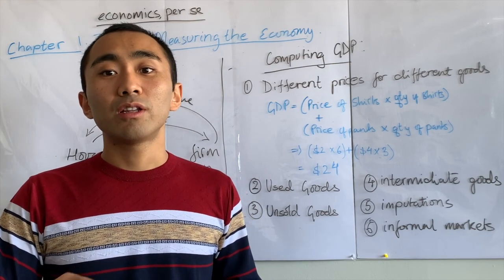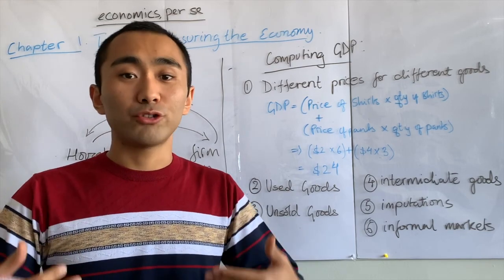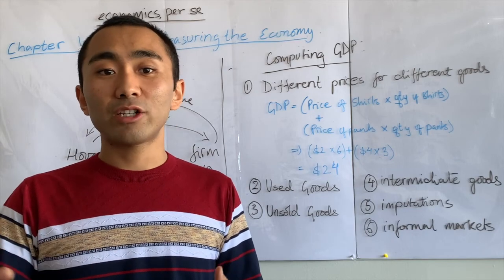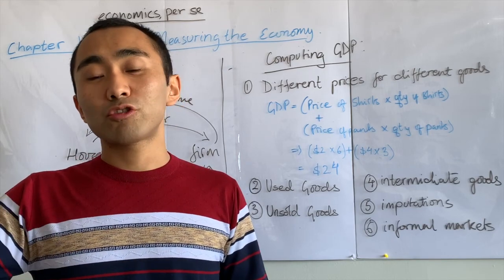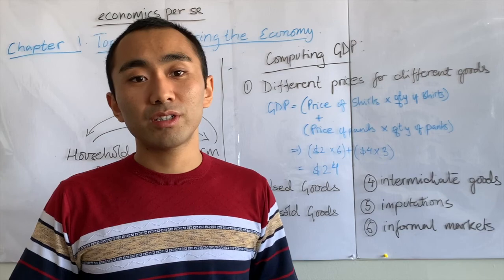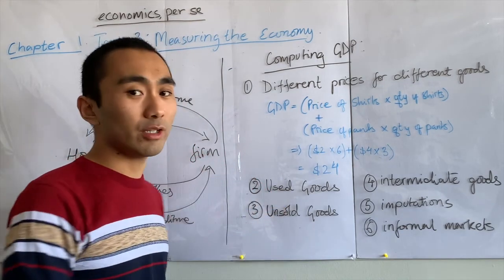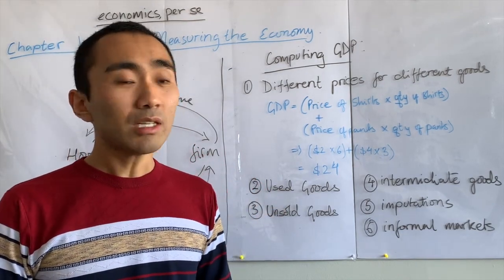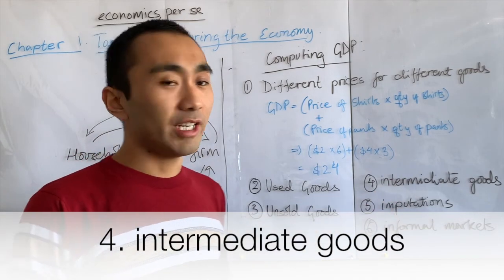In this situation, the firm is assumed to have bought its own product and the amount is added to the GDP. When the firm later on sells the shirts, it's just considered similar to the used goods scenario that we discussed earlier. The fourth one is concerning intermediate goods.